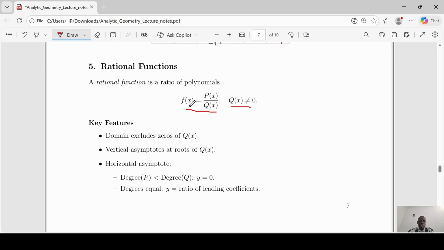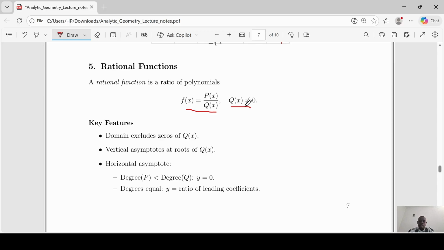Before we go into the actual plotting, let's first have a brief overview of rational functions. A rational function is just a ratio of polynomials, and it's given by this general expression here. f of x is equal to p of x over q of x. In a rational function, the denominator, which is q of x, should never be equal to 0.